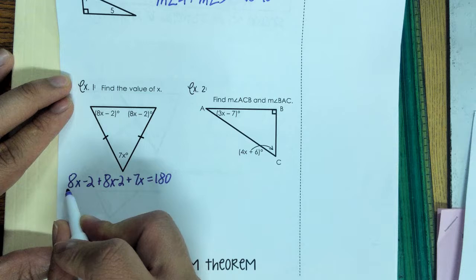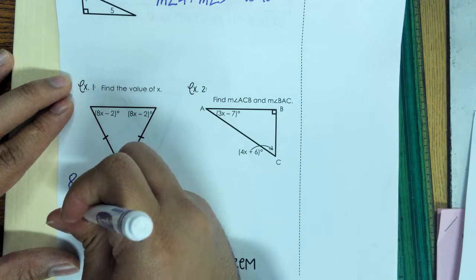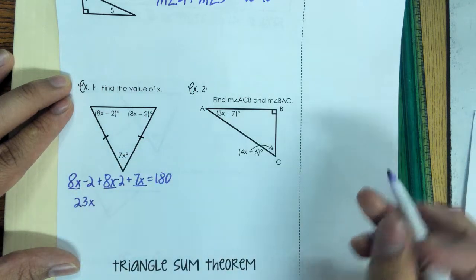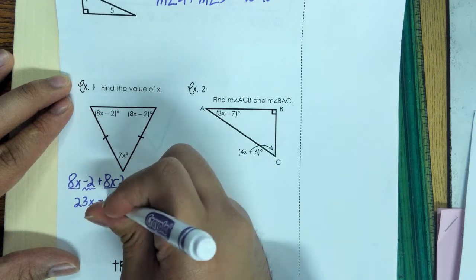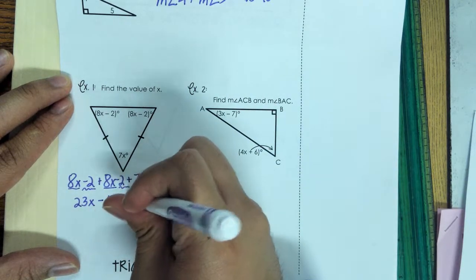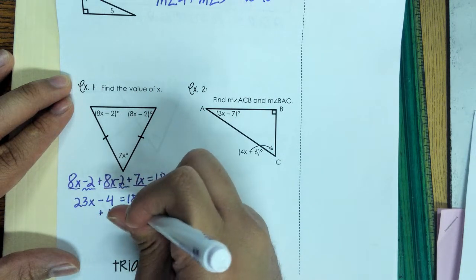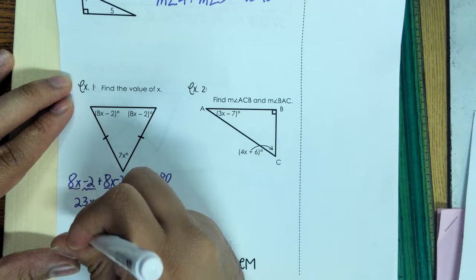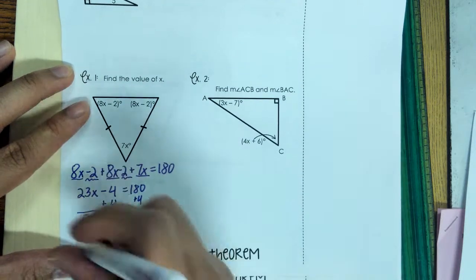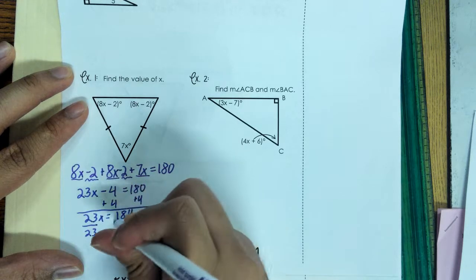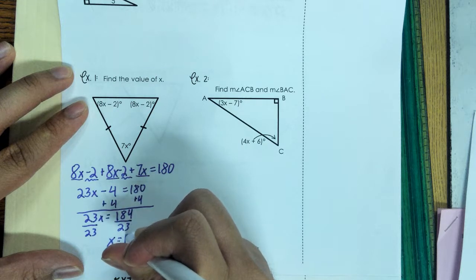Solving for x, I combine like terms. There's 8x plus 8x plus 7x, that's 23x. Then I have a minus 2 and a minus 2. So that's minus 4 equals 180. Working with the algebra, I add 4 to both sides. 23x equals 184. And my last step, I divide both sides by 23 to get x equals 8.